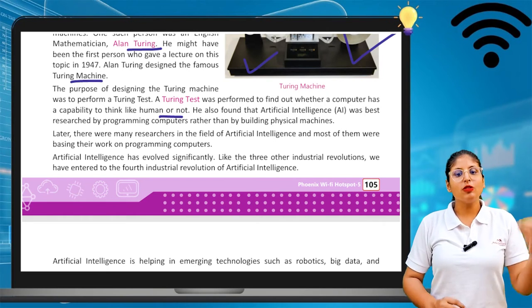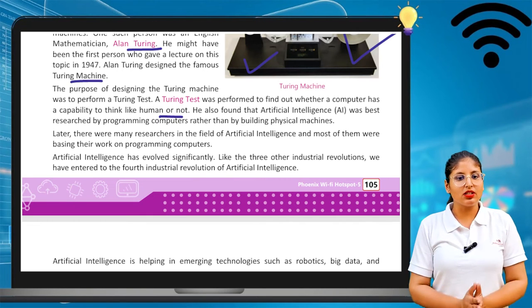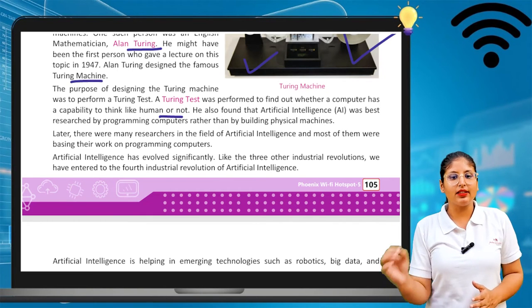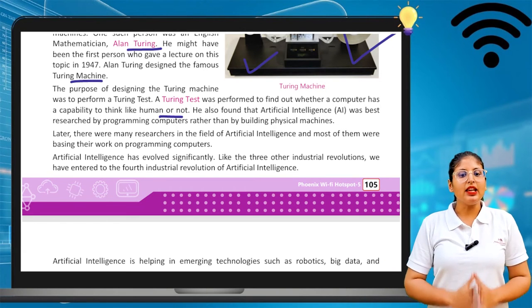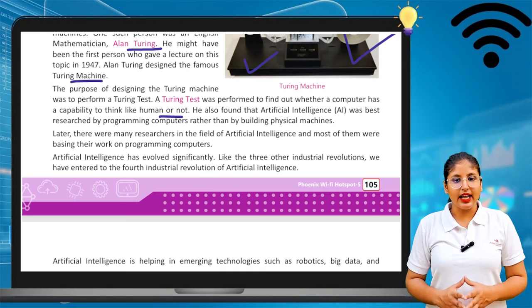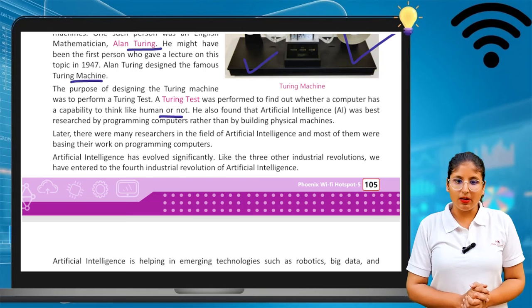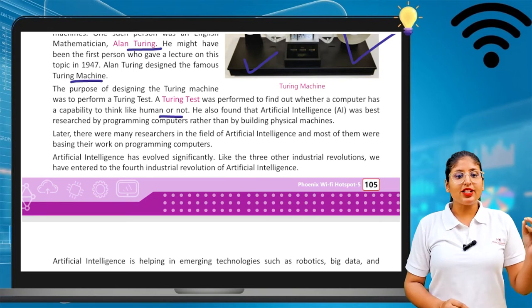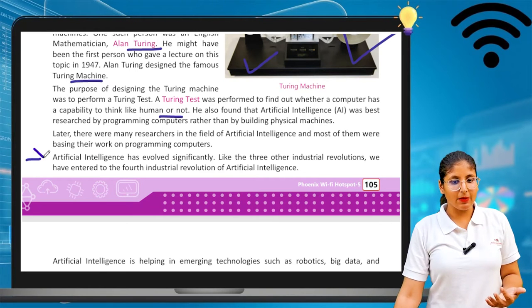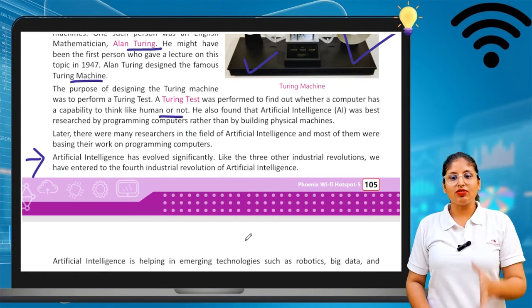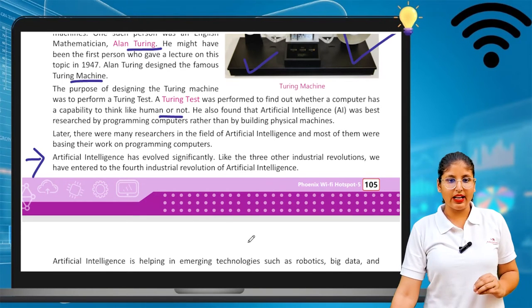He also found that artificial intelligence, that is AI, was best researched by programming computers rather than building physical machines. Later, there were many researchers in the field of artificial intelligence, and most of them based their work on programming computers. Artificial intelligence has evolved significantly. Like the three other industrial revolutions, we have entered the fourth industrial revolution, of artificial intelligence.